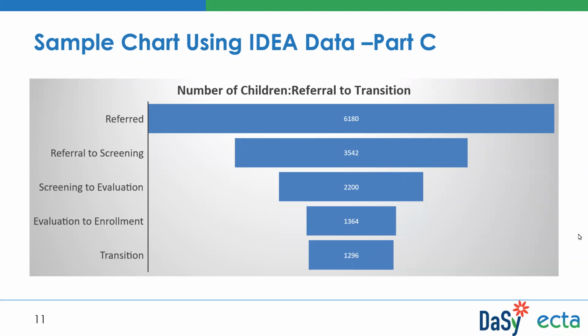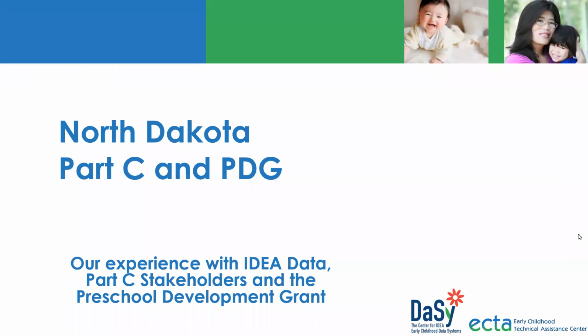So the data tells you a different story depending on how you look at it and when you collect it. And this is just looking at data that is required to be submitted on a yearly basis, looking at the indicator data that Part C has. And I'm going to turn it over to Jackie now. She is from North Dakota, and she's going to talk about her real life experience with this and share her story with you.